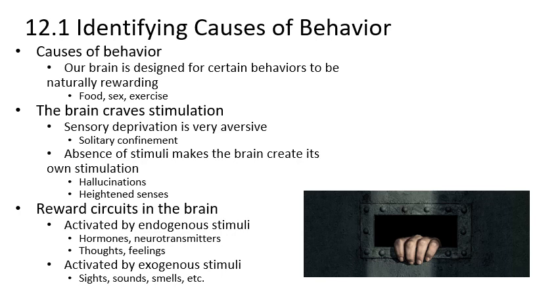Our brain is specifically designed for certain behaviors to be naturally rewarding, and these are typically things that help us to survive. So food, sex helps us procreate, exercise keeps us healthy and strong, and our brain is naturally designed for that to be rewarding. The brain as well craves stimulation, so we are naturally curious, especially in our younger stages. Babies are naturally curious. Sensory deprivation, having no stimulation, is very aversive to us.